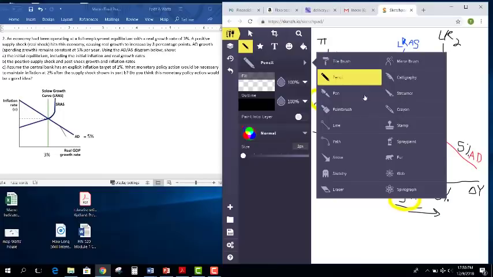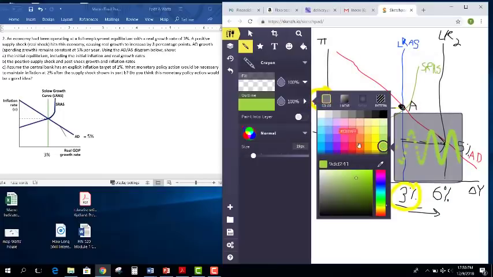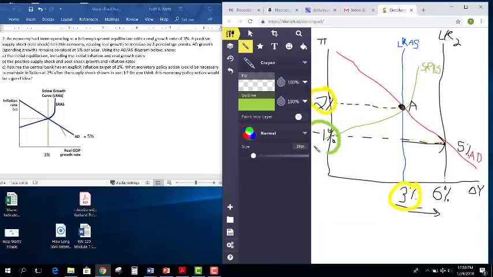And let's highlight the final equilibria here. Let's go with green. So I've got -1% inflation and 6% real growth. Positive supply shock brings inflation down and growth up. So I'm not worried about this deflation at all. This is good deflation.